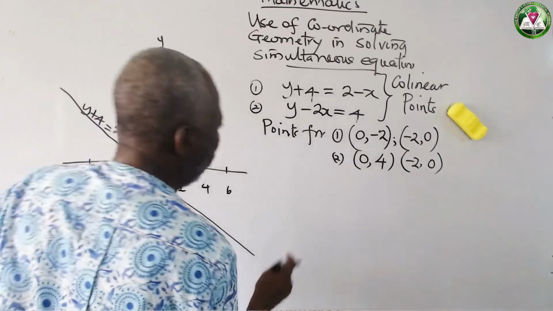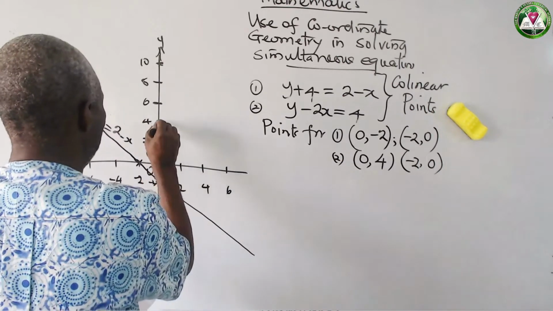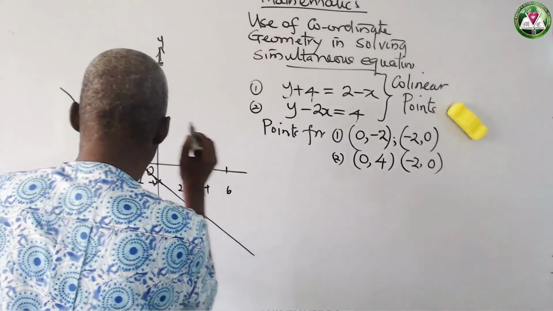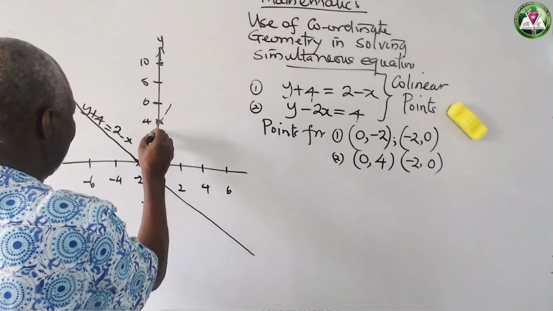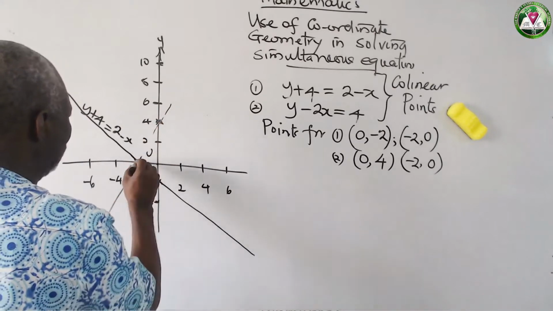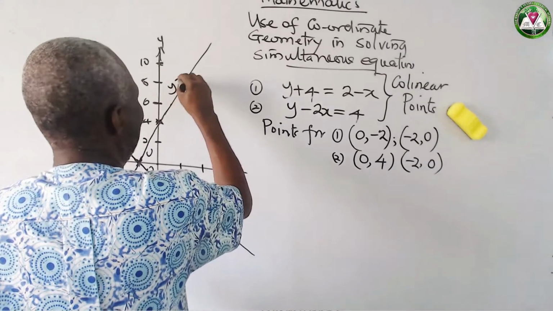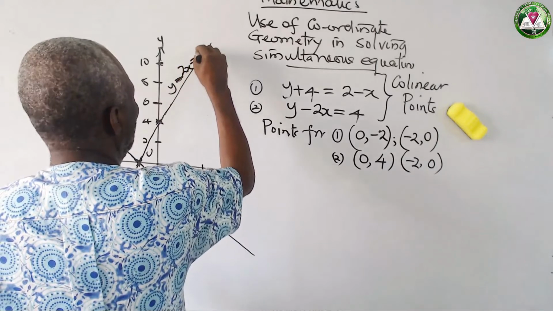Then we plot the second one. 0, 4, 0 for x there, 4 for y there. We plot the other one, minus 2, 0. We go to minus 2, and it is 0. So that's the same point again. That's what we have. This is the next equation, y minus 2x is equal to 4.